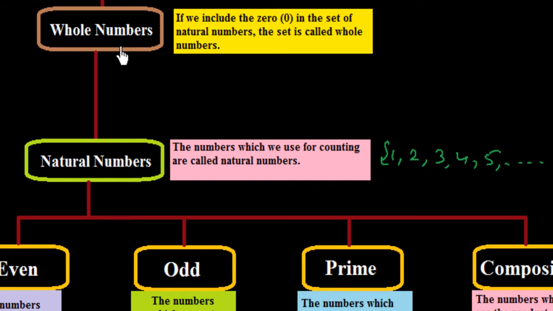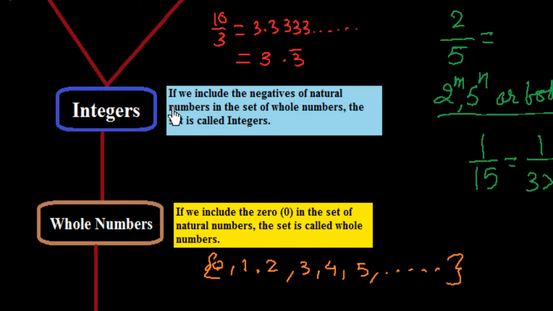Now let's see what whole numbers are. If we include 0 in the set of natural numbers, the set is called the whole numbers set. So here you see 0, 1, 2, 3, 4, 5 and so on up to infinity. These are whole numbers. Now integers. If we include the negatives of natural numbers in the set of whole numbers, the set is called the integer set. So look at this.